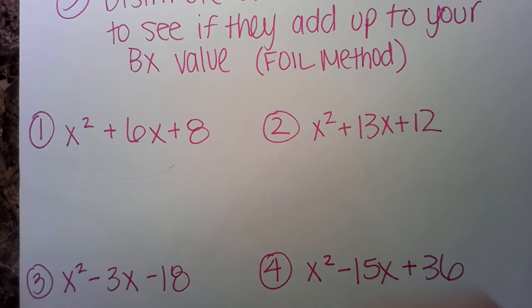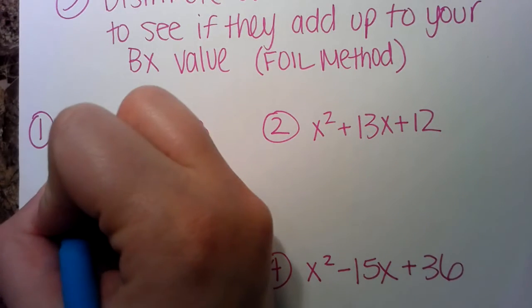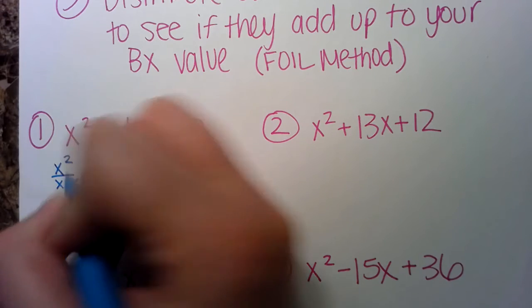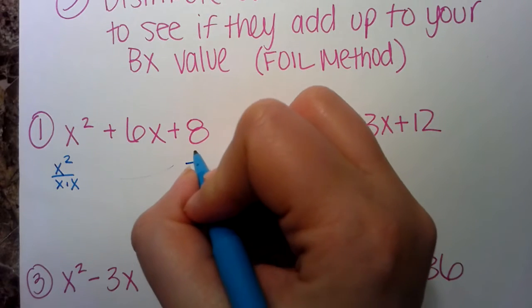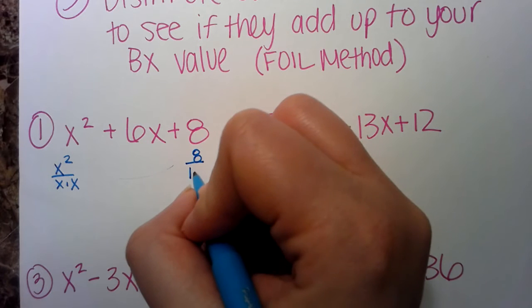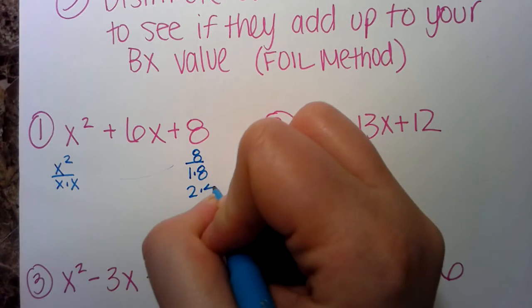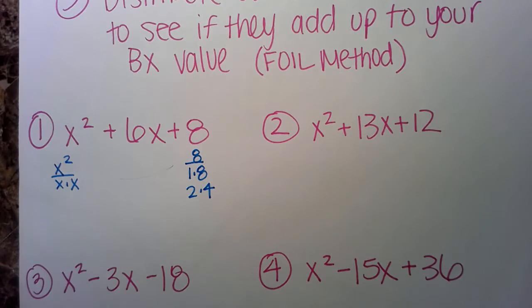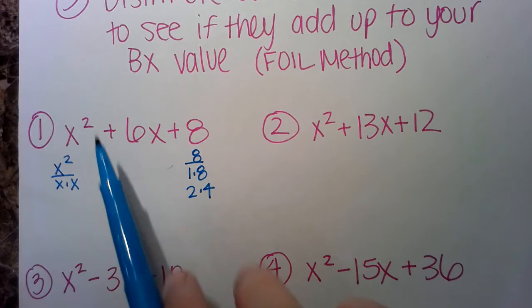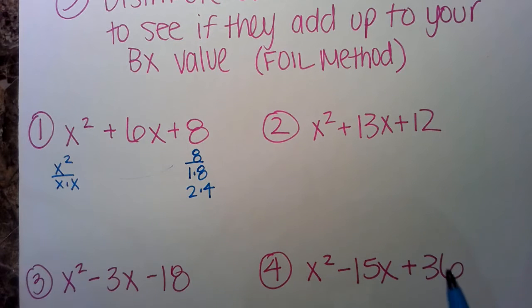So first what we're going to do is find the factors of x squared. So that's x times x. We're going to find the factors of 8. So that's 1 and 8 and 2 and 4. Okay. Now what we have to do is figure out how can we find these two factors to add up to 6x?